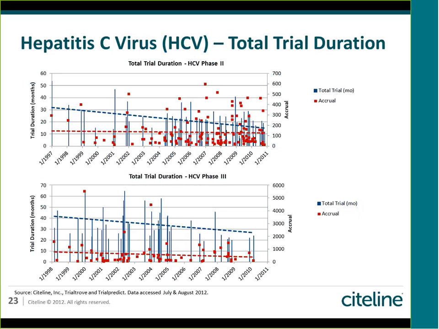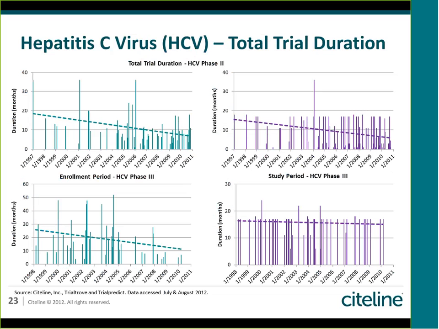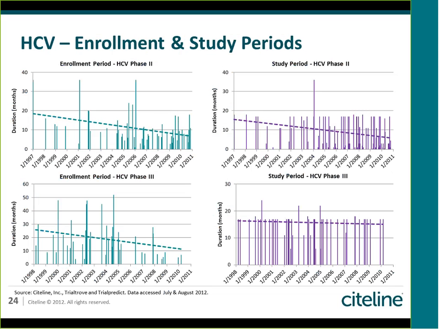Now, we also looked at HCV. And again, phase 2 is at the top and phase 3 is at the bottom. And the trend here, again, in total trial duration, is also a downward trend in that duration for both phase 2 and phase 3 trials. This should look quite familiar by now. And again, we've separated out the enrollment periods and the study periods for these trials. And at both phase 2 and phase 3, the enrollment periods on the left side show a pronounced downward trend.